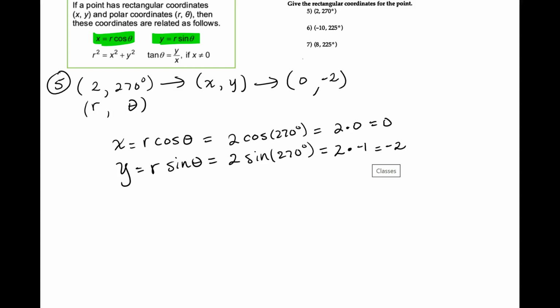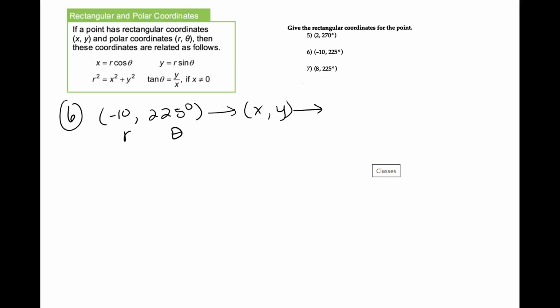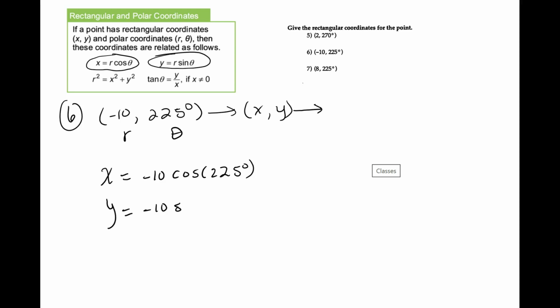Okay, so go ahead and pause if you need to, but I'm going to clear the screen. Okay, so here is our next example. We're going to have -10 as our r value and 225 as our theta. Again, we're going to follow the convention of this formula here to go from polar to rectangular form. And we're going to say x equals -10 cosine of 225, and y will equal -10 sine of 225.